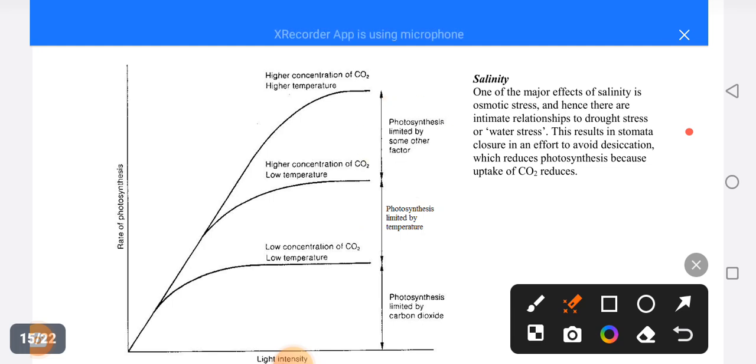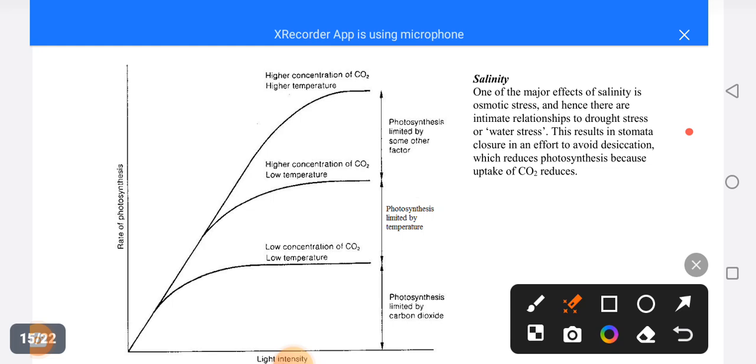Then when we move to this part where photosynthesis is limited by some other factors, here we are having the high concentration of carbon dioxide, low temperature. And up here we are having high concentration of carbon dioxide, high temperature. So when this condition reaches here, we are seeing that photosynthesis is limited by some other factors. So I want you to go and open that graph in biological science and read more about the principles of limiting factors and how they work.